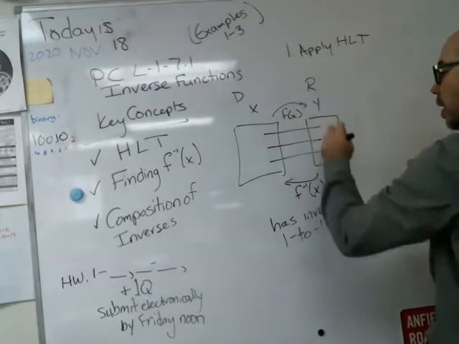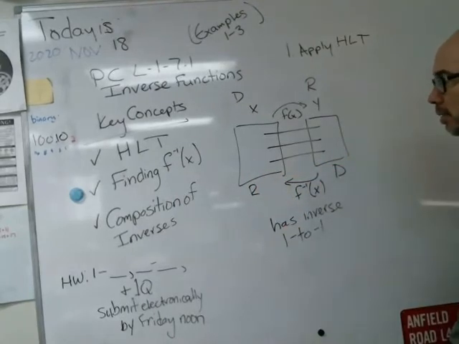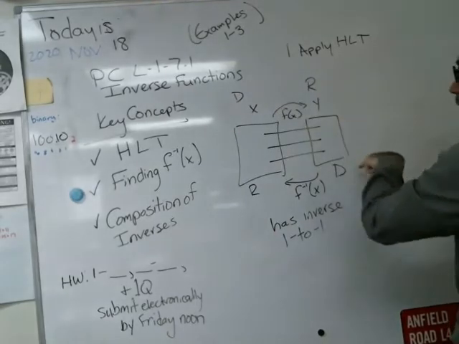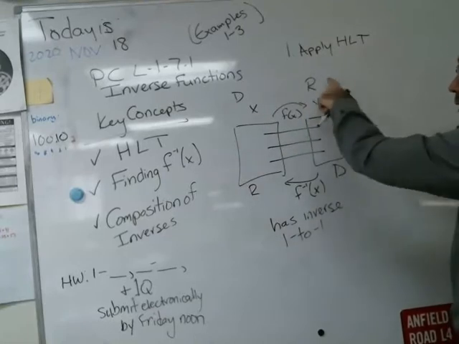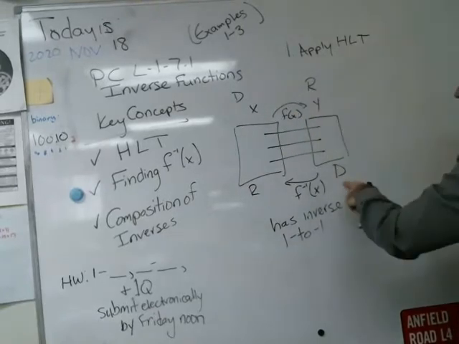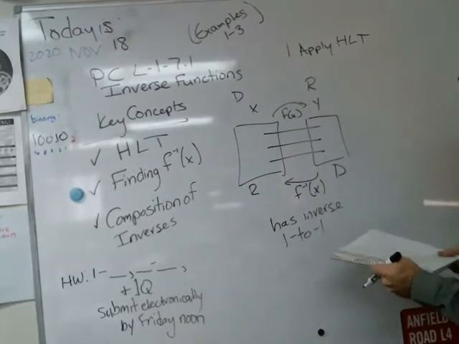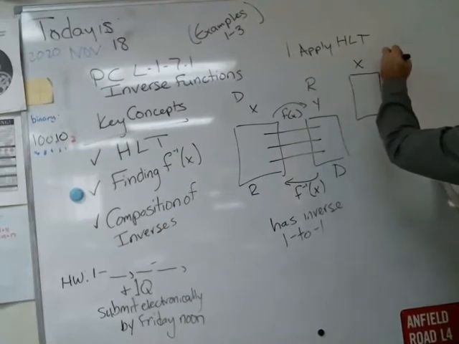Here we got domain and range. Over here, going this direction, we've got domain and range. The domain of this function ends up being the range of this function, and vice versa. The range of this function ends up being the domain of this function. They have to play nicely. I'll show you what doesn't work.